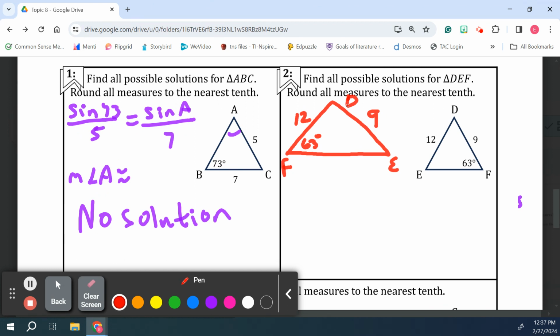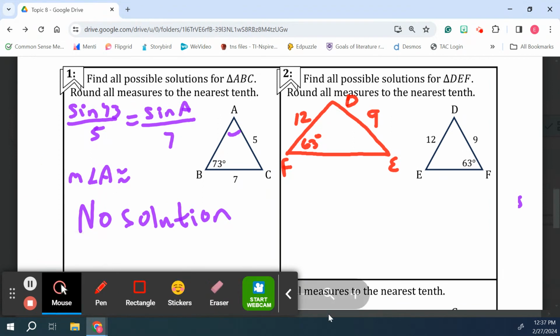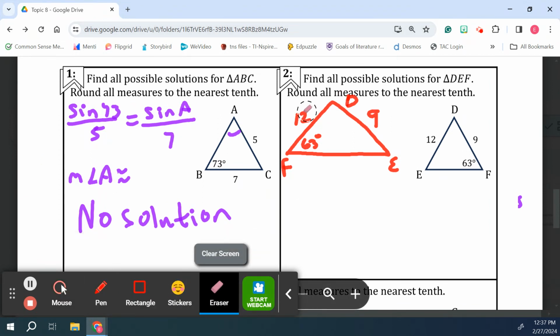DEF. I just redid it to make it easier on myself. You can move these out. Remember, it doesn't matter how you draw them as long as all the information is correct, right? Across from E is, oh, wait, I see. Yeah, I made a mistake. No, you're right, I did. Sorry. My fault.